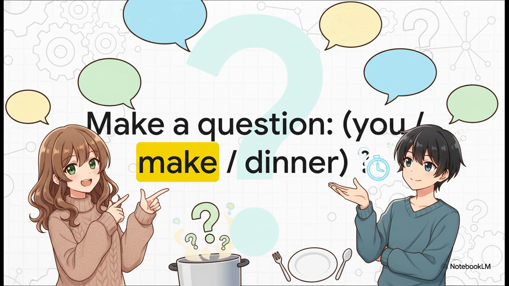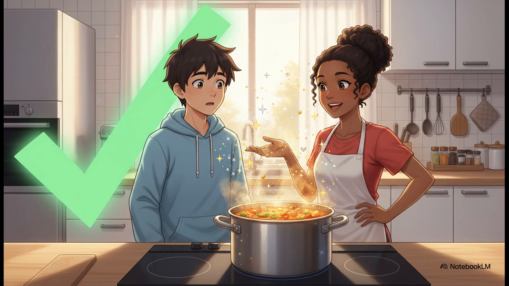Let's practice rule 3. The words are you, make, and dinner. Your job is to turn those into a question about something that happened in the past. How would you do it? And the correct question is, did you make dinner? Starts with did, then the subject you, and then that all-important base verb, make.